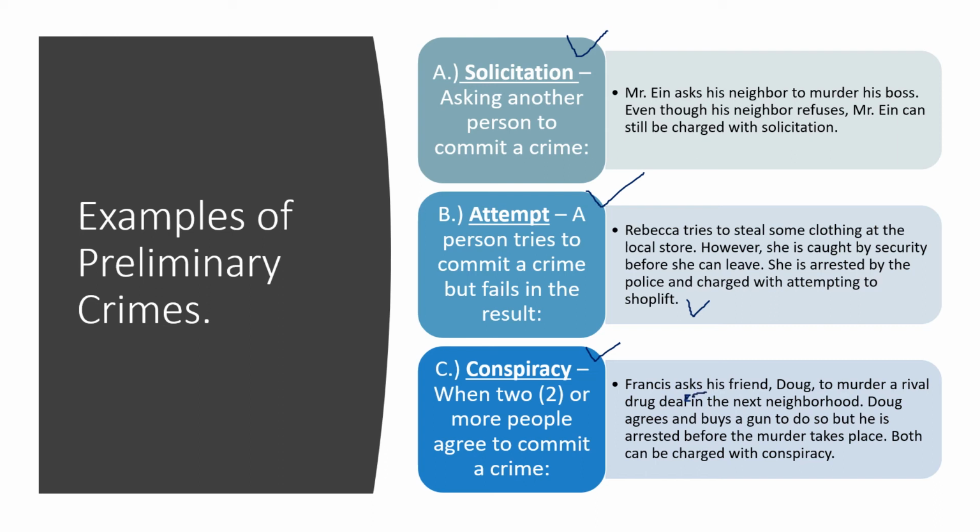Doug agrees and buys a gun to do so, but he is arrested. Maybe he's pulled over by the police beforehand. They see the gun, they arrest him, before the murder takes place. They ask Doug why he has the gun. He tells them, my friend Francis wanted me to kill this guy. Both can be charged with conspiracy. Okay, again, before the crime happens, but they are conspiring or agreeing to commit this crime. Okay?